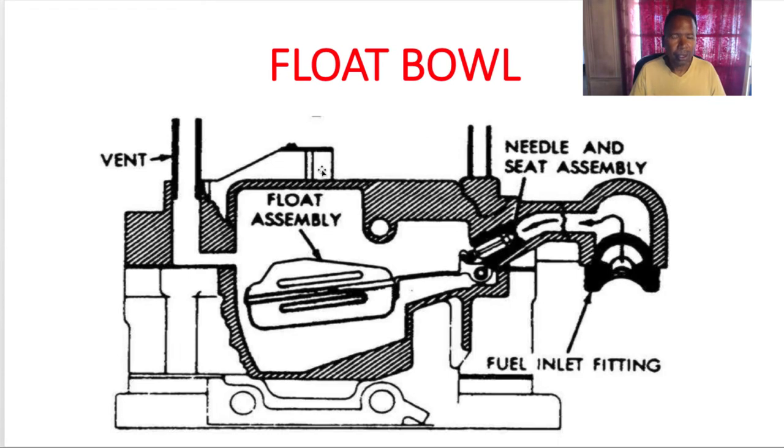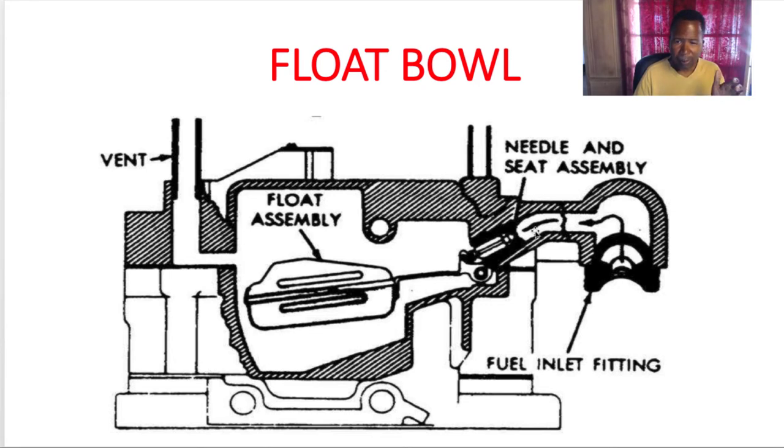The float. Here's the float here. This is the float assembly. That's the lever for the float. The float assembly affects all circuits. That's your first adjustment. It'll affect every circuit in that carburetor because this is where the fuel comes in.